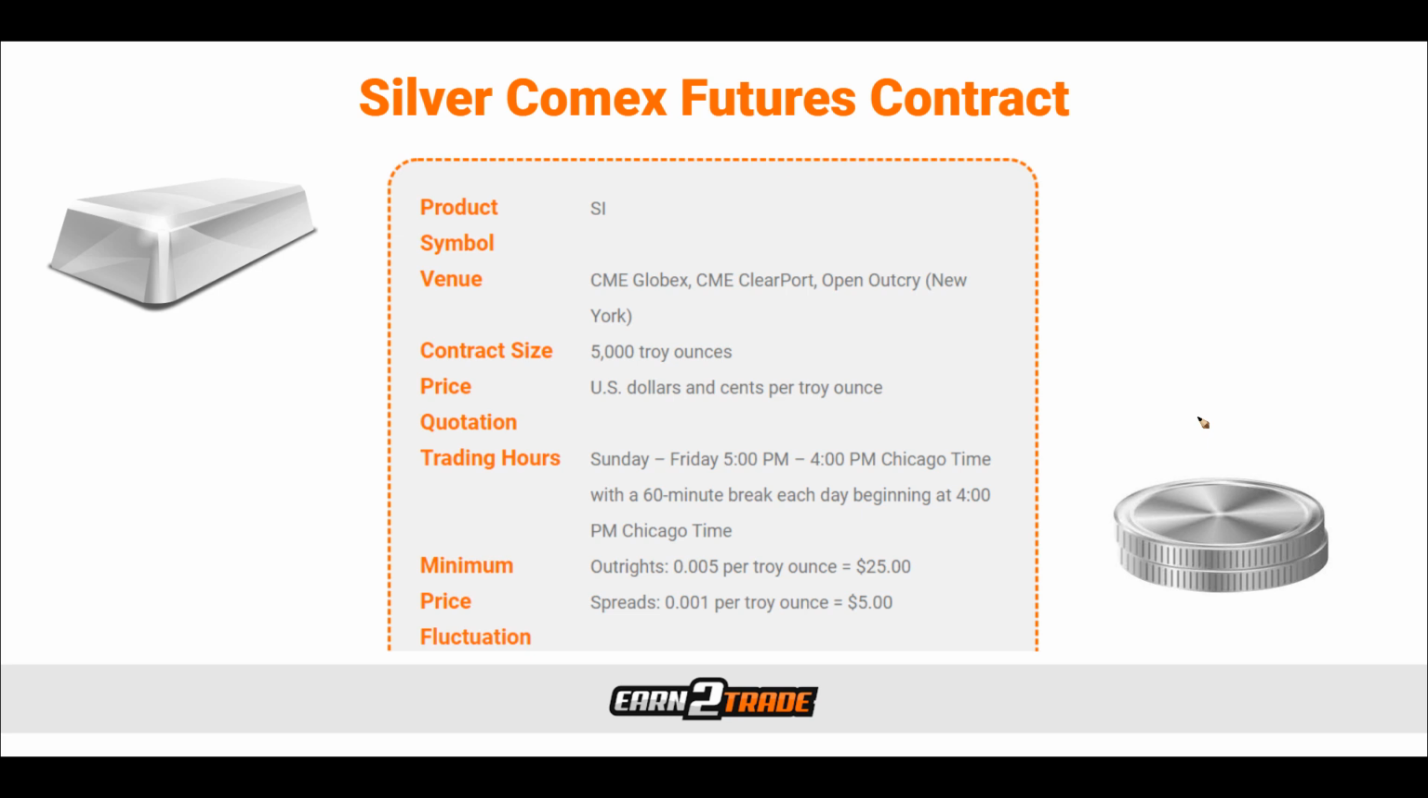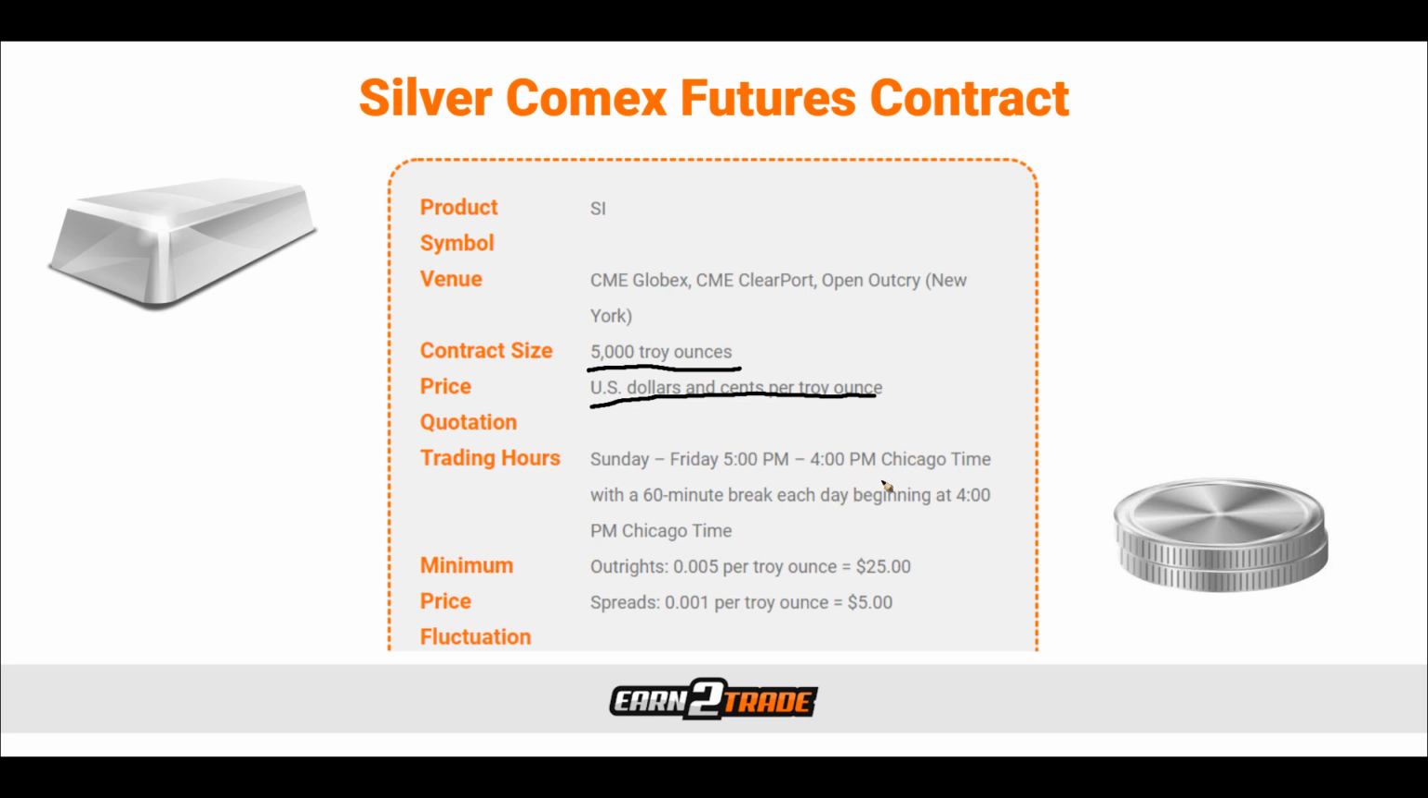Now here we have an example of a silver COMEX futures contract. We have, just like always, something to give you a way to find it on a chart, which is going to be our product symbol, and that is SI. We did this at the beginning of the video, so hopefully you're following along. Now, the venue where it's traded will be the CME Globex, CME ClearPort, or the Open Outcry in New York, which, once again, is for COMEX itself. Obviously, this will not be the symbol if you are looking to trade it on, say, the MCX. The contract size will be 5,000 troy ounces, and the price will be quoted in US dollars and cents per troy ounce. Nothing too crazy going on there.